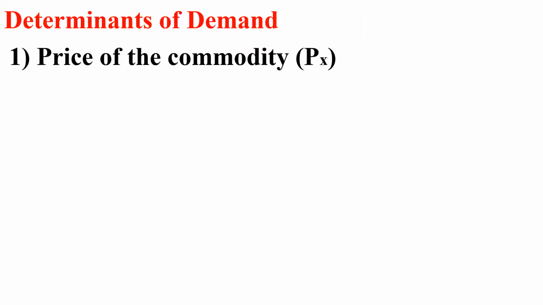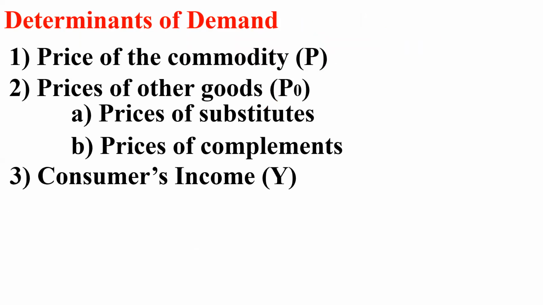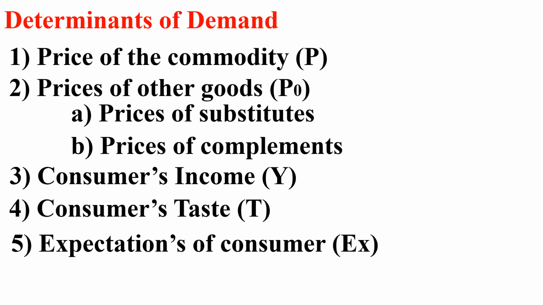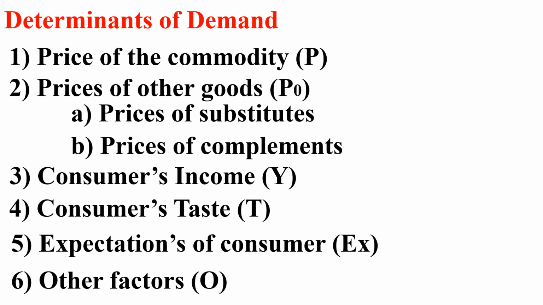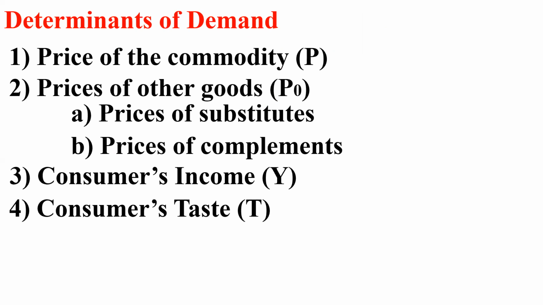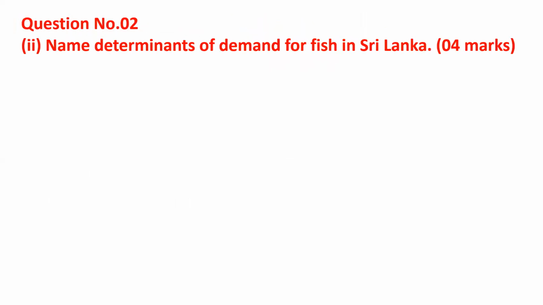Determinants of demand: price of the good, prices of other goods, consumers' income, taste, expectations, some other factors. Now, you need to write these for the product given. What is the product given? Fish. I have given you some examples in the MCQ, I think on page number 2. Similar kinds of examples are there.